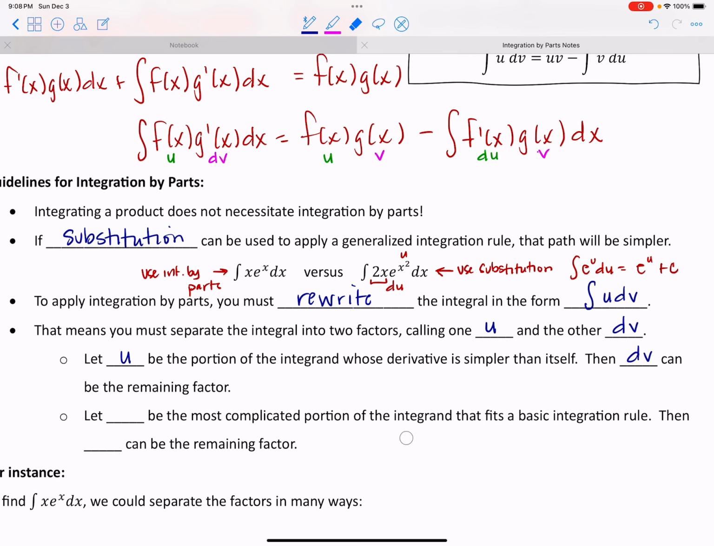And also, when we're choosing dv, that means it's a derivative, we need to be able to integrate it. So dv is generally going to be the more complicated portion of the integrand, but it's got to be something that we can integrate using a basic integration rule. And then, of course, u would be the other portion. So two guidelines. When we pick u, we want it to be a portion of the integrand whose derivative is simpler than itself. When we pick dv, we're looking for the more complicated part of the integrand, but also it needs to be something that we can integrate using a basic integration rule.